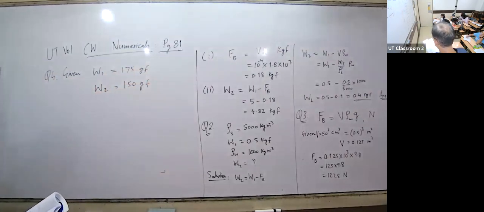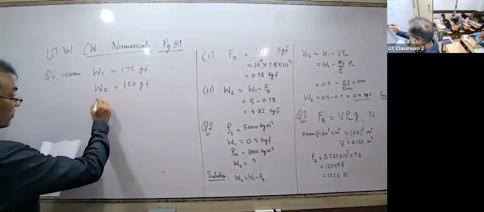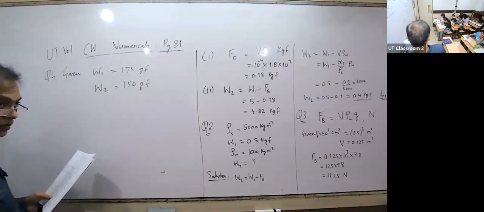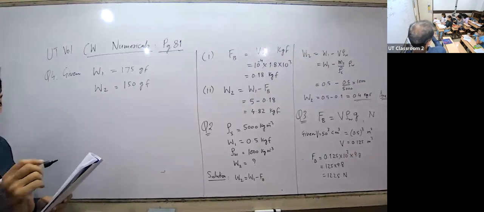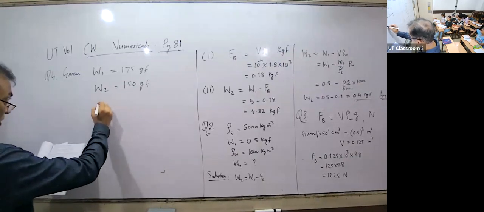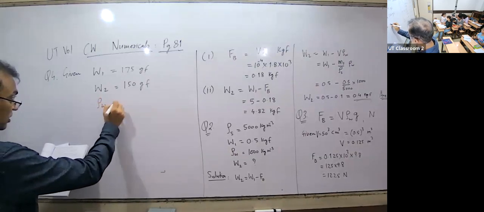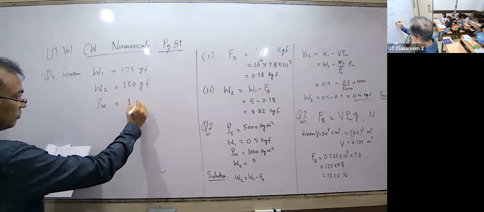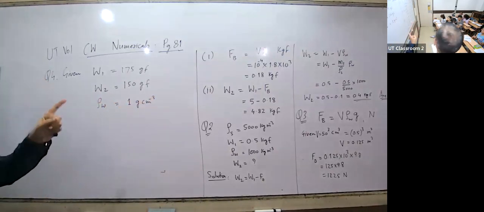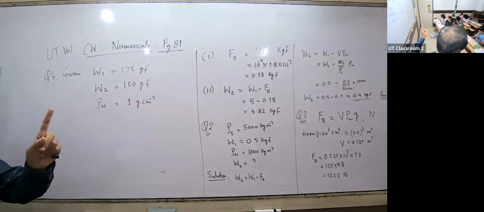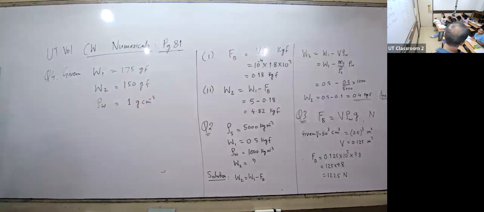The density of water is 1.0 gram per centimeter cube. So density of water is in CGS unit, 1 gram per cubic centimeter. Okay, so this entire question is in CGS units. So no need to convert because the entire given data is in CGS unit.